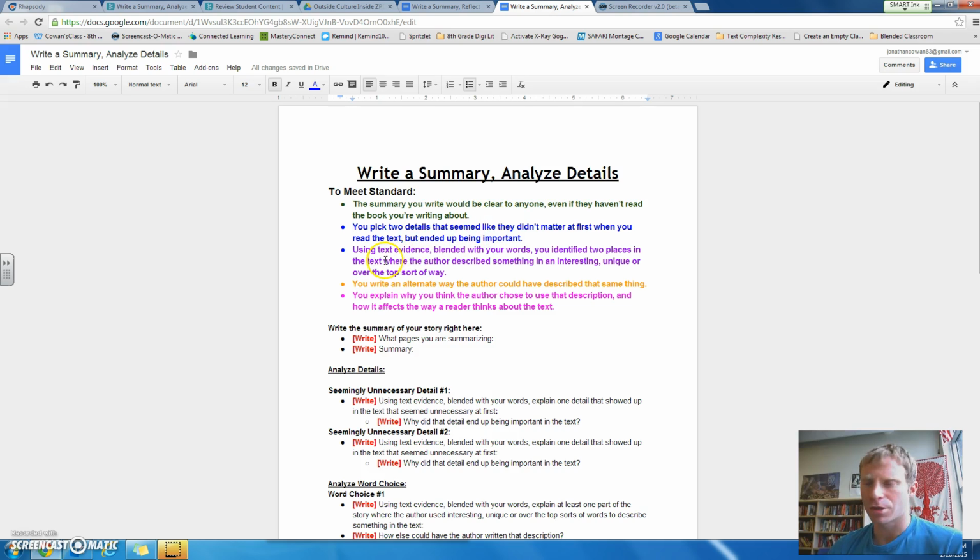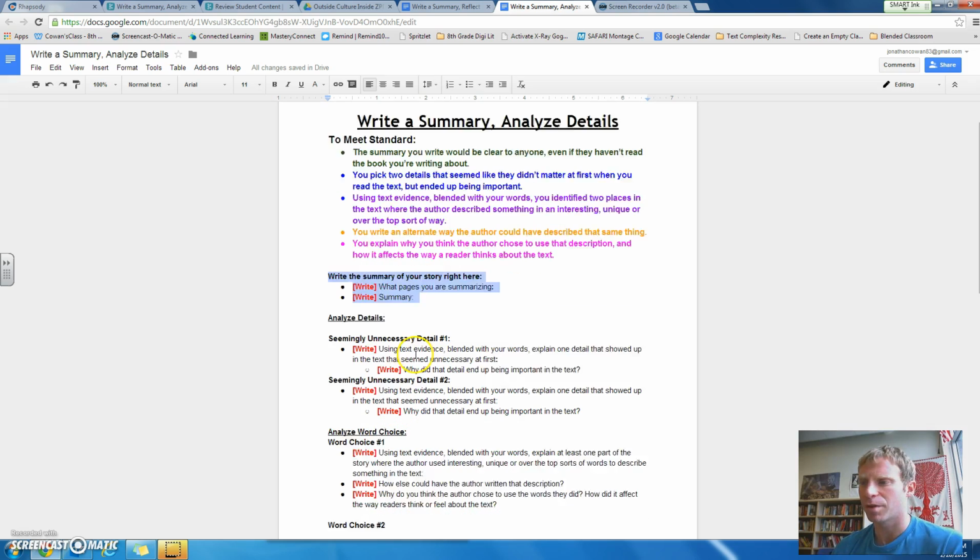The other kind of details you're going to pick are using text evidence blended with your words. You're going to identify 2 places in the text where the author describes something in an interesting, unique, or over-the-top sort of way. We'll talk about that a little bit more in a second. You're going to write an alternate way the author could have described that same thing. And then you're going to explain why you think the author chose to use that description and how it affects the way a reader understands the text. So start here and write your summary. Remember to make a list of events first and then turn that list into a paragraph below it.